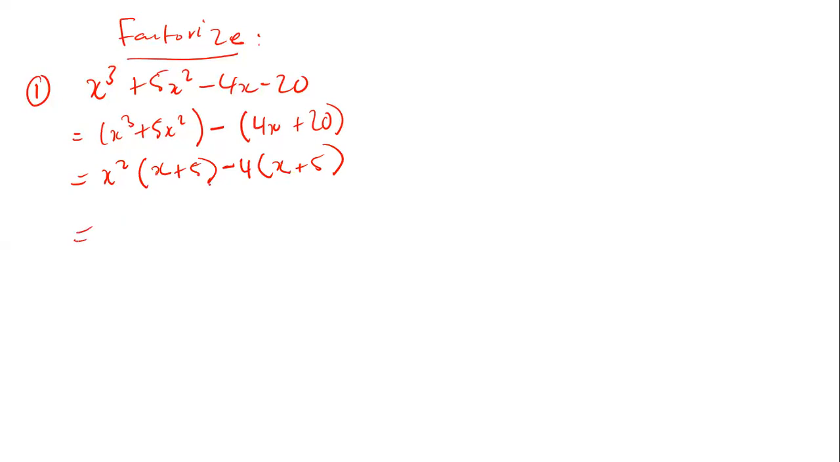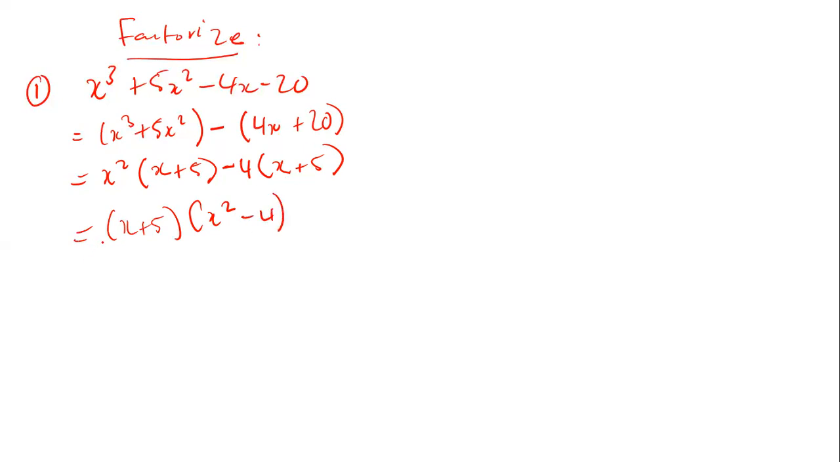Therefore, what am I going to do? This is an expression, right? So that means what is common? Remember, x plus 5, x plus 5 is common in this expression. So I'm going to take x plus 5 as a common factor out of this expression, and therefore here after taking x plus 5 I'm left with x to the power of 2, and then here after taking x plus 5 I'm left with negative 4.